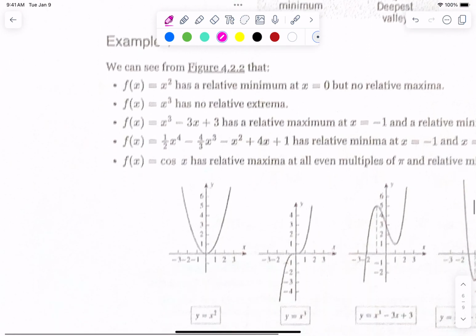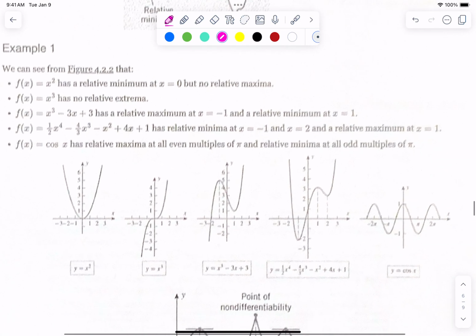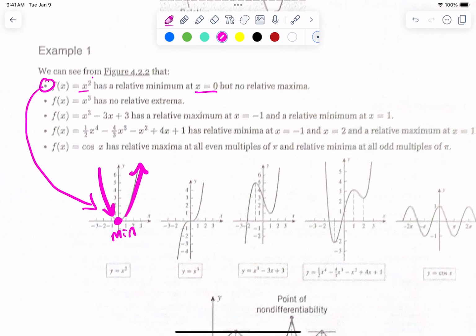All right, so down here, they have example 1. There's not really much for us to do on example 1. They're just matching up this stuff. Just so you know, this bullet point goes with this graph, right? The second bullet point goes with the second graph, etc. X squared has a relative minimum at x equals 0, which is right here. This is a min, but he has no relative maximum. He is decreasing and then he's increasing. He has a minimum at that point. Do you see how that works?